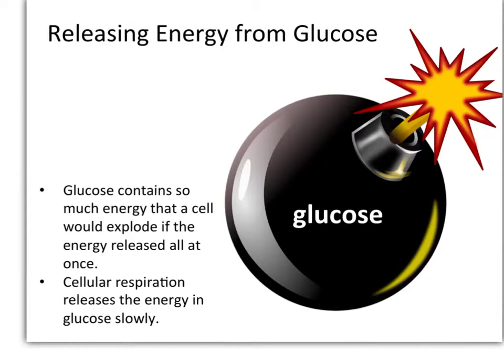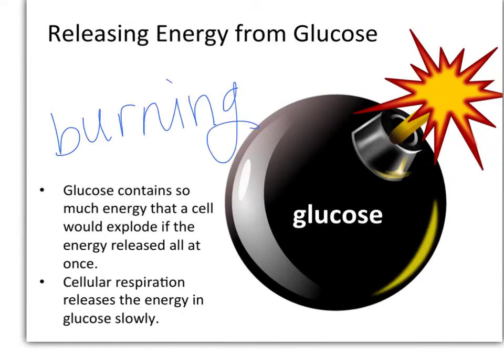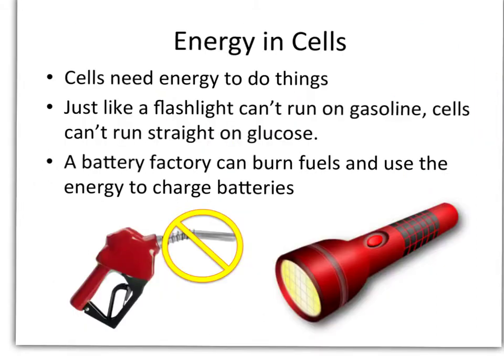I want you to keep remembering that cellular respiration is a lot like burning. You're literally burning the food. That's why we breathe in oxygen, to burn the glucose. But the weird thing is that even though cells need energy to do things, and glucose has energy in it, a cell cannot run straight on glucose, just like a flashlight can't run on gasoline. That would be really weird if you tried to put gasoline into a flashlight.